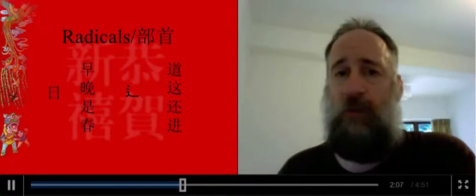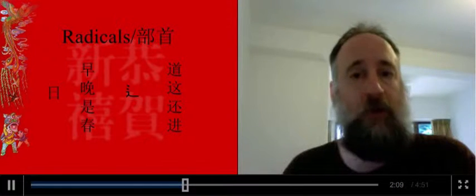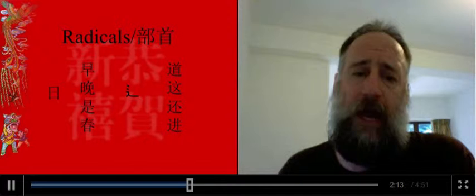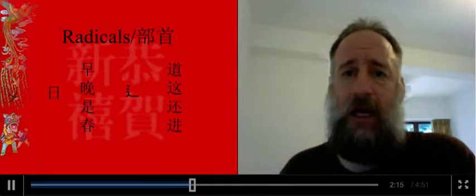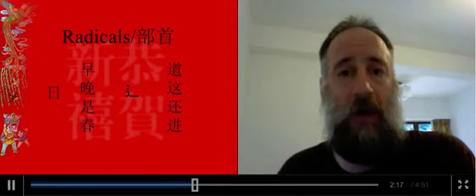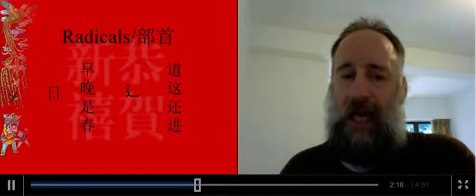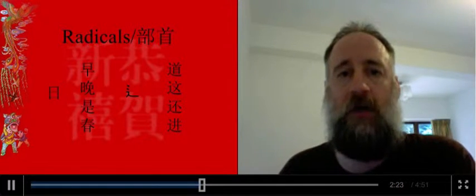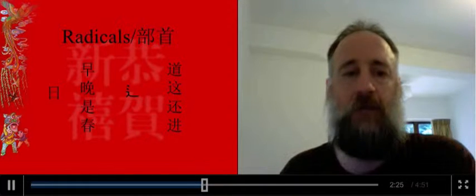Another example, the movement radical. Again, a fairly common radical. First character there, 道, which means a path or way. Other characters, 这 and 还, not 100% sure why the radical is a movement radical, but the last one, 进, to enter, involves movement. So when you learn a character, good idea to know the radical.